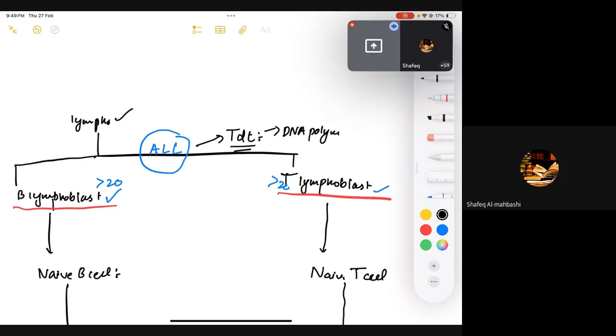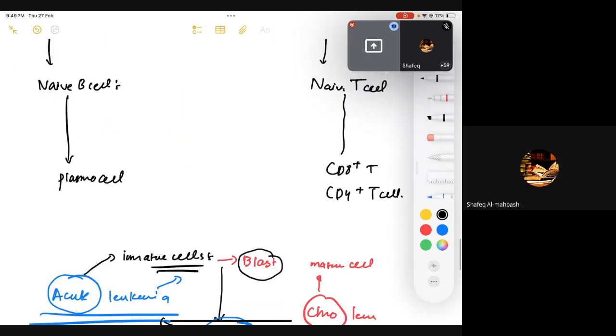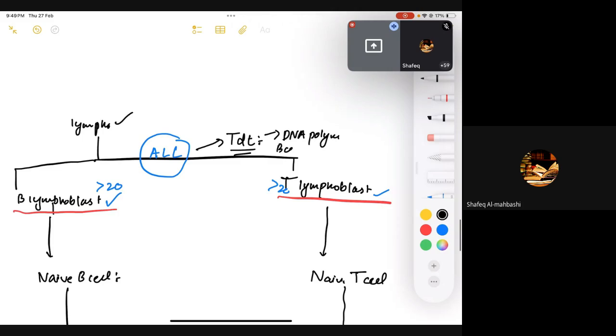The idea is really simple. Why? Because we have B cells in this lineage, and if you remember, B cells undergo somatic hypermutation. So it requires a lot of DNA polymerase activity. Is that clear? So TdT is specific for ALL, this lineage. Are you guys writing, noting it down?